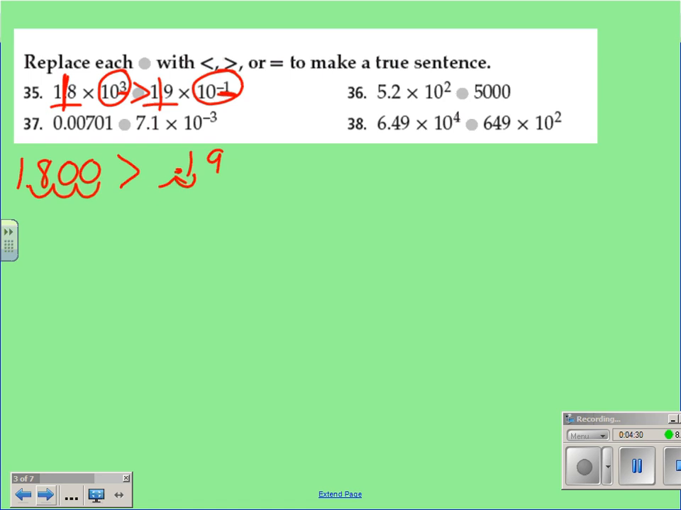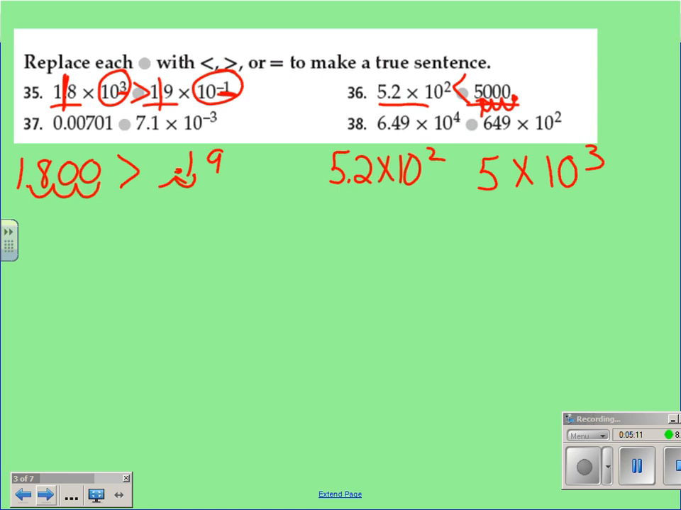One value is in scientific notation, but the other is not. So I'm going to make both of them in scientific notation. 5.2 times 10 to the second. If I wrote 5,000 in scientific notation, I would put the decimal after the first digit. So that would be 5 times. The original decimal was here. That means 1, 2, 3. So times 10 to the third. That must mean that our first value is less than our second. I would like you to pause the video now, and when you are finished doing the next two examples, you can start the video and check your work.